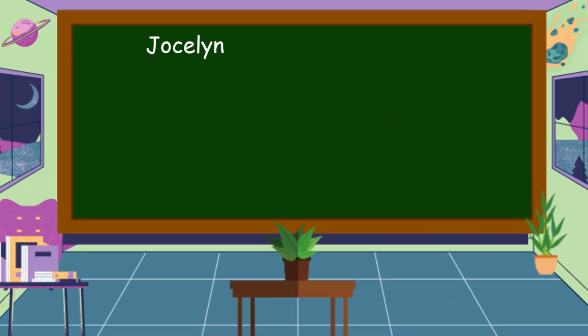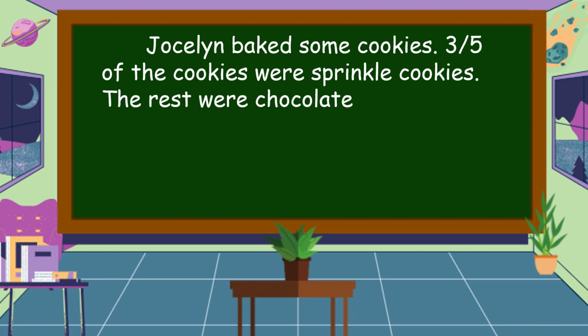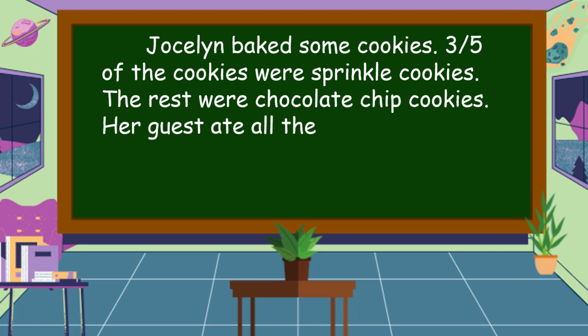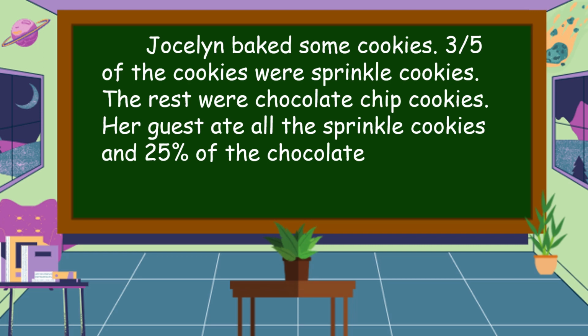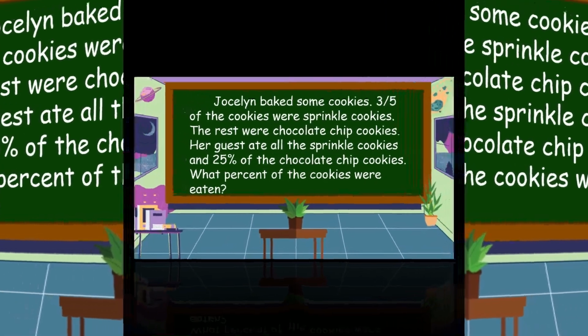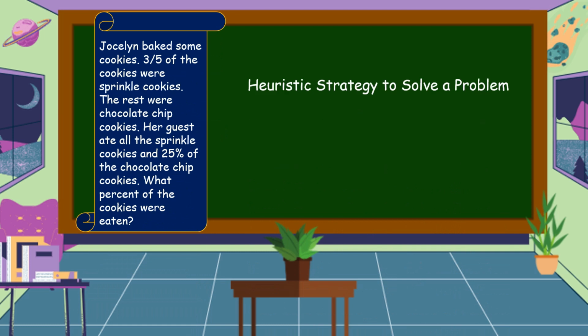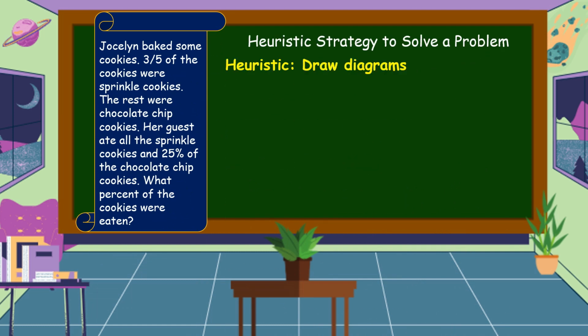Let's analyze the problem. Jocelyn baked some cookies. 3/5 of the cookies were sprinkle cookies. The rest were chocolate chip cookies. Her guest ate all the sprinkle cookies and 25% of the chocolate chip cookies. What percent of the cookies were eaten? Para ma-solve natin ating problem, we're going to use the heuristic strategy.